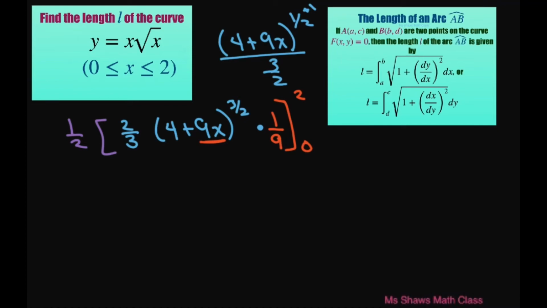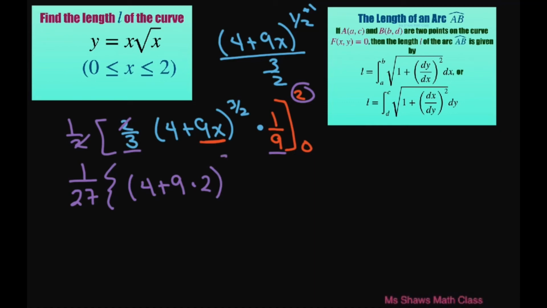This is going to give you, let's see, the 2's cancel here, and 3 times 9 is 27. So you get 1 divided by 27. Now, let's go ahead and substitute in our 2. So you're going to get 4 plus 9 times 2, and this is to the 3/2 power. All right, and then minus, and you substitute in 0, you're going to get minus 4 to the power of 3/2.